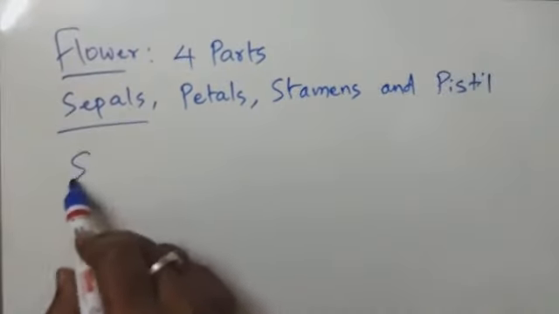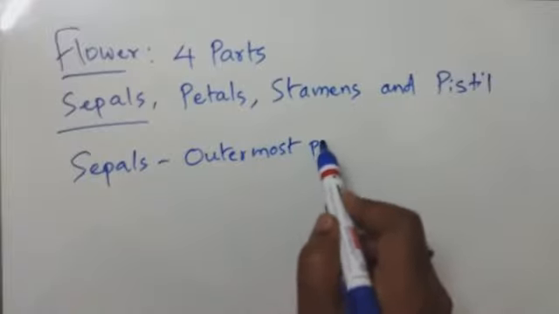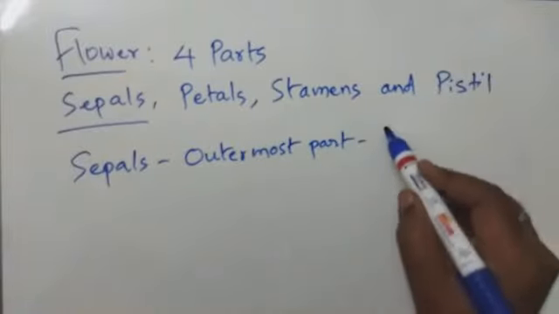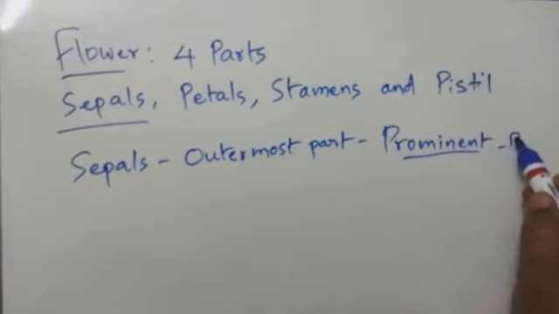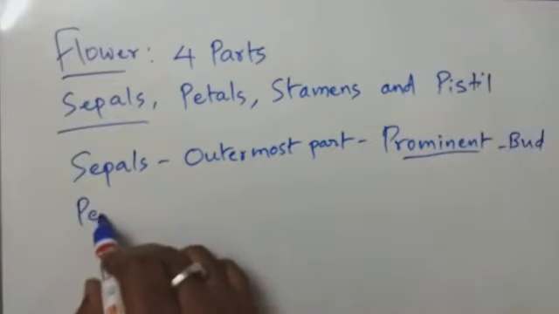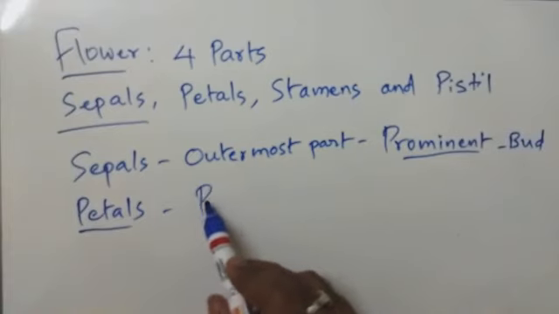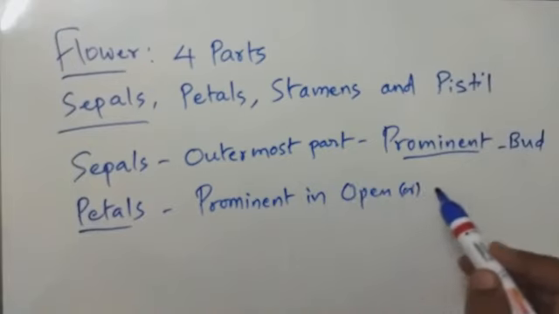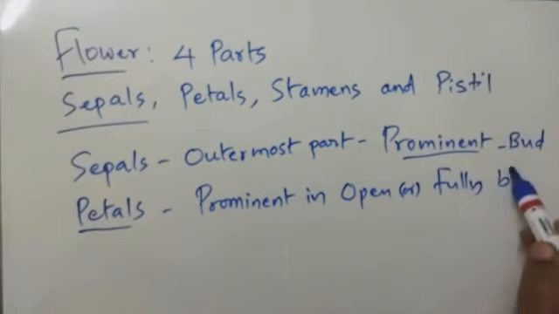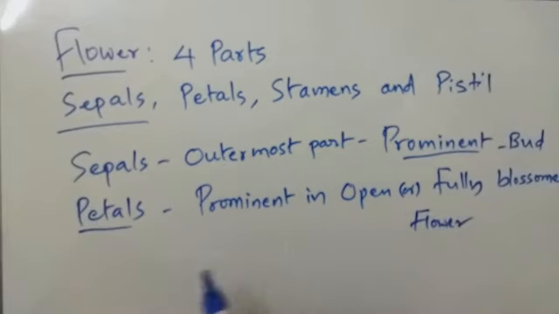Sepals are the outermost part. They are prominent and very important during the bud stage. Petals are the most easily recognizable part and prominent in an open or fully blossomed flower. They attract insects, birds, etc. They help in reproduction.